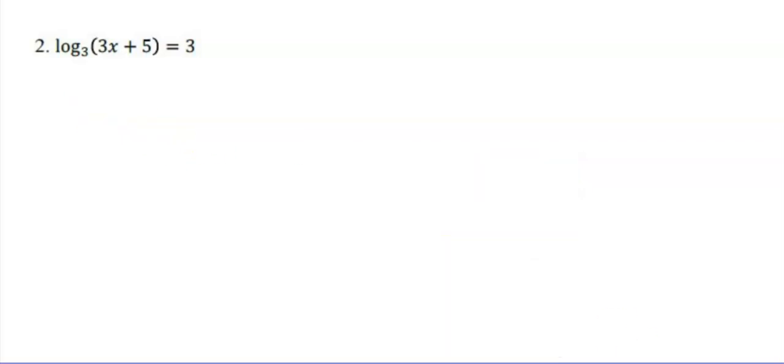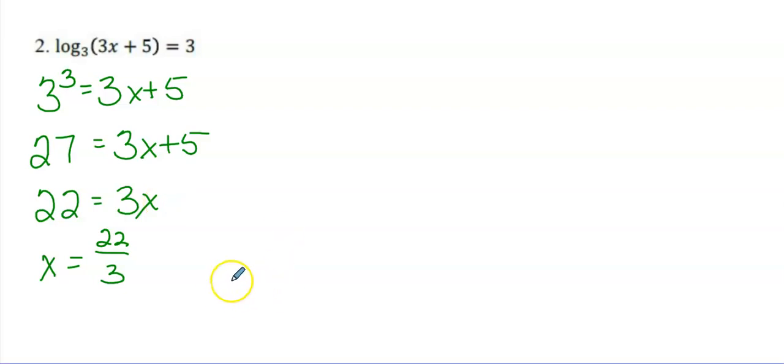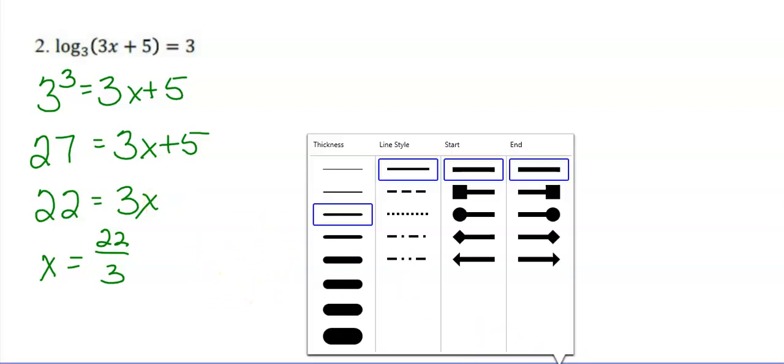Next one, we have our logarithm isolated already, so we can go ahead and write this in exponential form. 3 to the 3rd power equals 3x plus 5. Now, 3 to the 3rd power, we're going to need to calculate that. That's 27. And then we'll just solve for x. Subtract 5, divide by 3. X equals 22 over 3. And I'm going to leave it that way. I'm going to plug it in as 22 over 3.